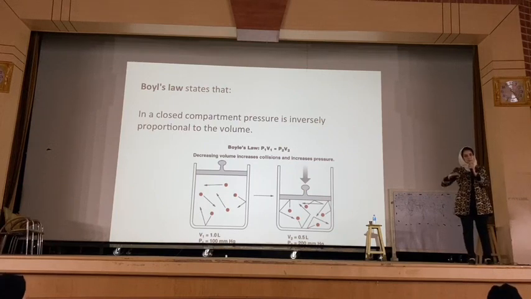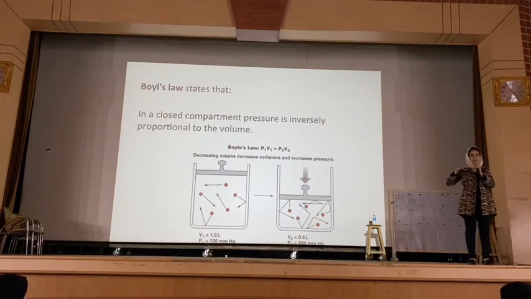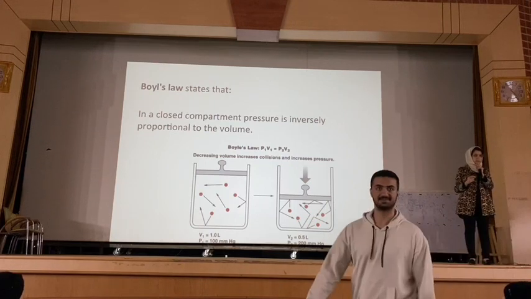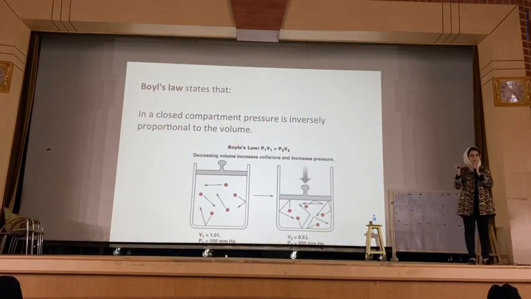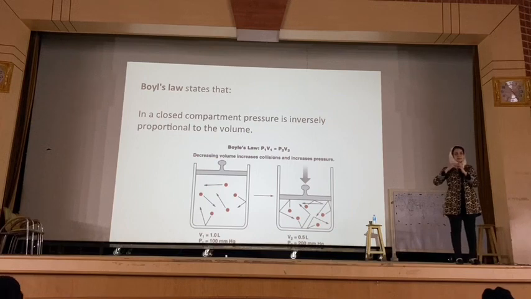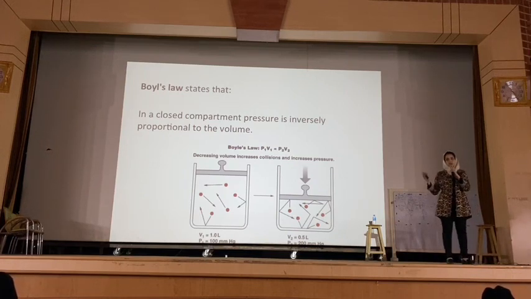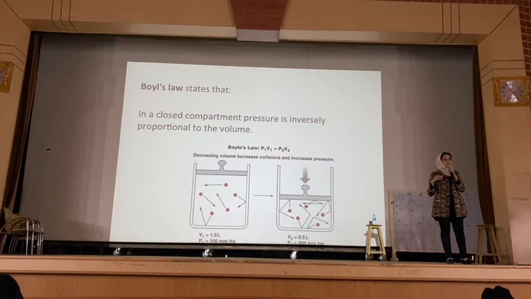So decreasing volume is associated with increasing pressure. That is why decreasing the volume causes increasing the pressure, because of more hitting on the wall by these particles, because the size is smaller. So increasing volume causes decreasing pressure. Decreasing volume causes increasing pressure. So Boyle's law says in a closed compartment, the pressure and volume are inversely proportional.